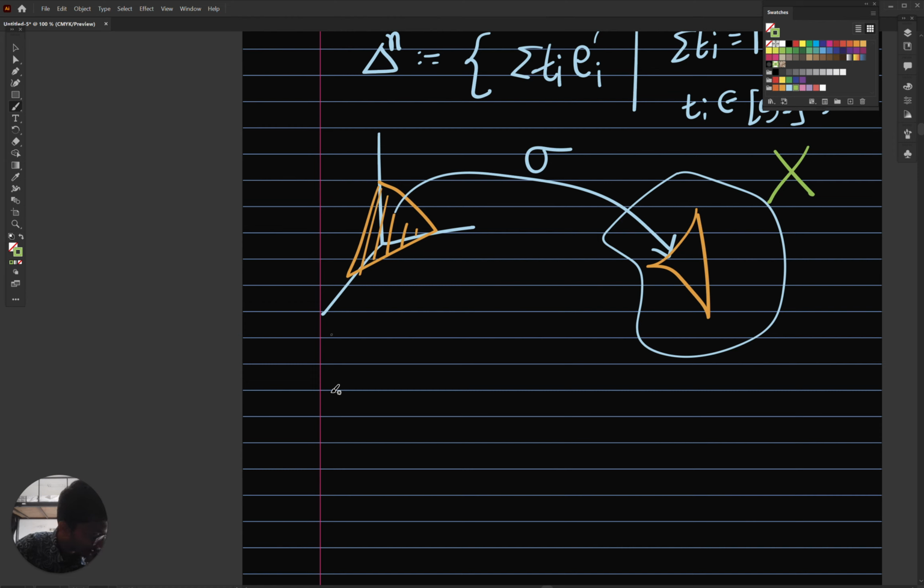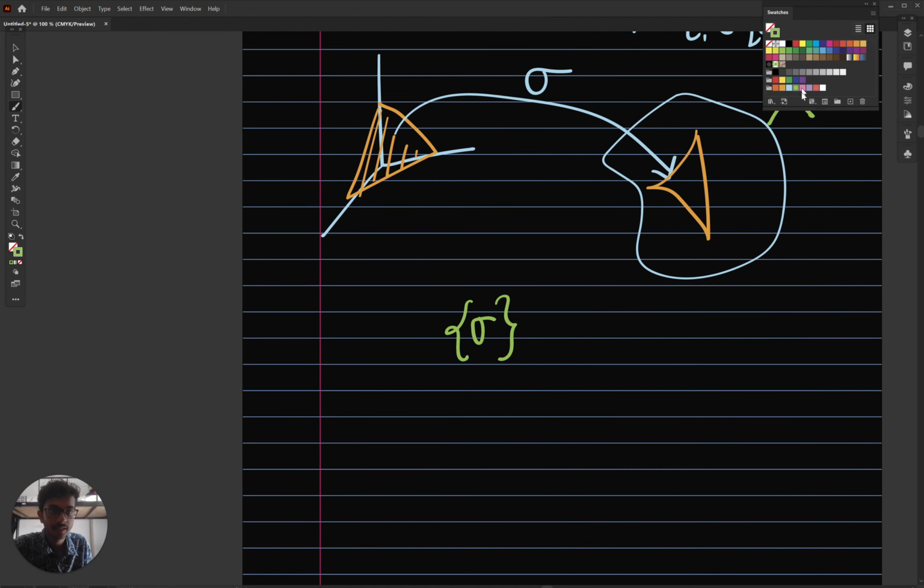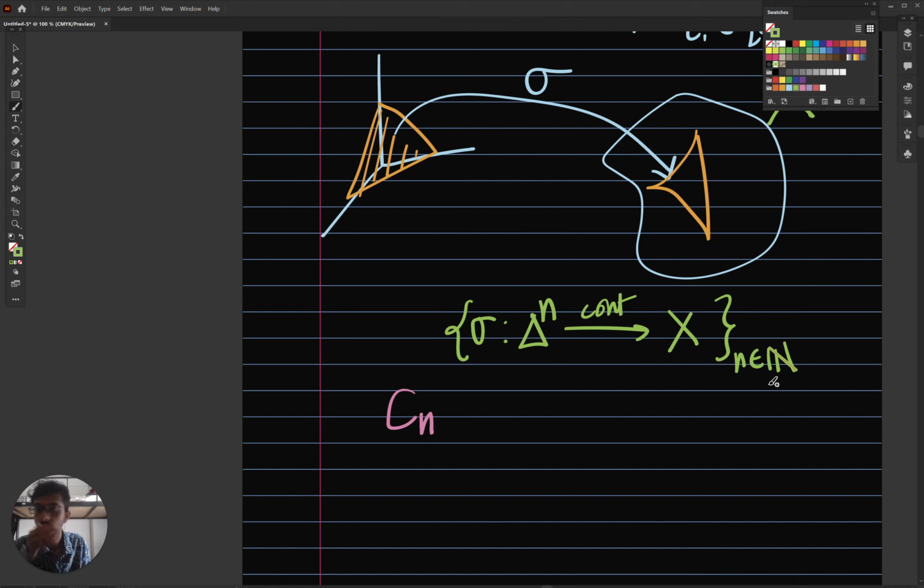Now we want to work with these sigmas. So we have the set of all sigmas, but that's not enough. What we need is this set C_n. By sigma I mean just a continuous map to X, where n belongs to the natural numbers. Can I do 0? I'm pretty sure we should be able to do the 0, or it doesn't really matter. That should be the empty set or something like that.